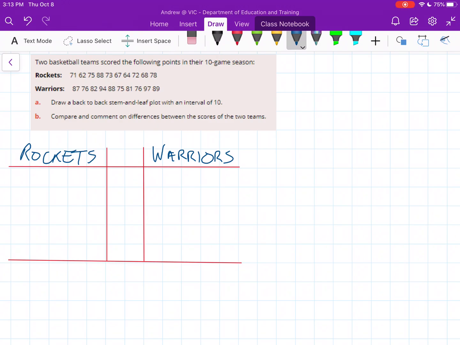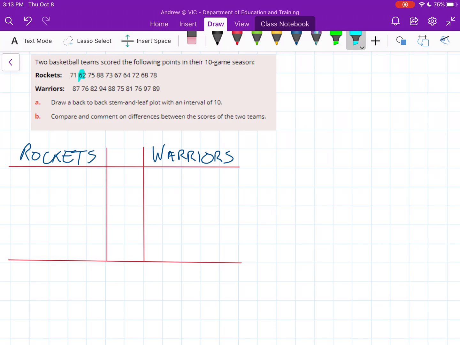G'day everyone, in this video we're going to be looking at making back-to-back stem and leaf plots. These are really good for comparing same sets of data or equivalent data over the same amount, for this example games. When constructing these, it's really good to get an idea of the smallest and highest values for each one first. We'll see here that the Rockets' smallest value, if you go through this data, is 62.